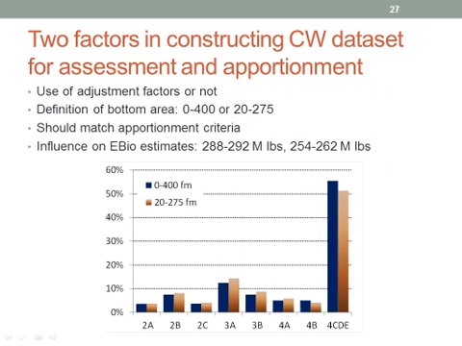The other factor that affects both the construction of the coastwide data set and the apportionment is the definition of bottom area that's used. In the early days, we used the definition of 0 to 300 fathoms. Now we use a definition of 0 to 400 fathoms. But in fact, our survey takes place in 20 to 275 fathoms.